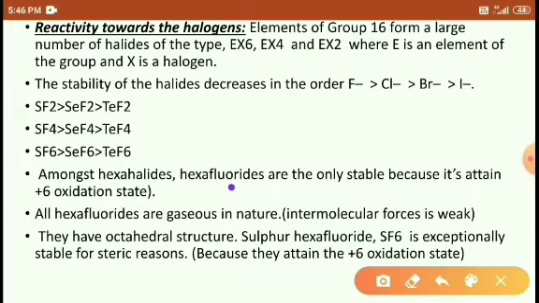Hexafluorides are gaseous in nature. Why? Because the intermolecular forces are weak. Due to the weak intermolecular forces, they are gaseous in nature.